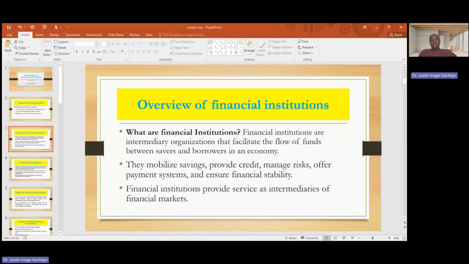So the government can lend to the public. I mean, the financial institution can lend to the government as a fiscal policy, or they can lend to the public again as a fiscal policy to ensure there is circulation of more money in the economy. Then financial institutions provide services as intermediaries of the financial market. So we have said that banks or financial institutions are go-betweens in the financial market.